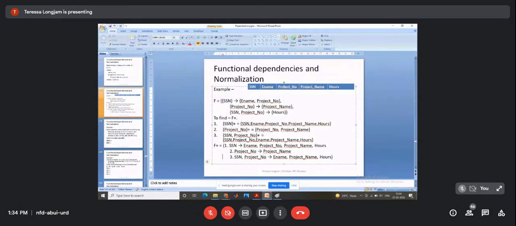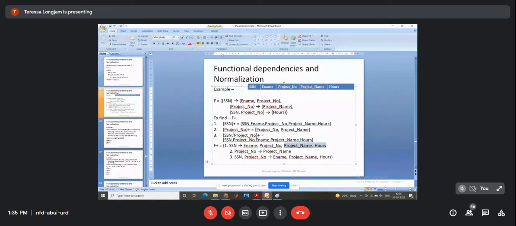So SSN is able to determine SSN, which means it will be able to determine ename, project number, project name, and hours. All these 4 attributes it will be able to determine. So I've included all of them here, you can see. Initially, it was only able to determine ename and project number, isn't it? But I have included more because after finding the X plus, we know that it should also be able to determine project name and hours. So we will include this also.